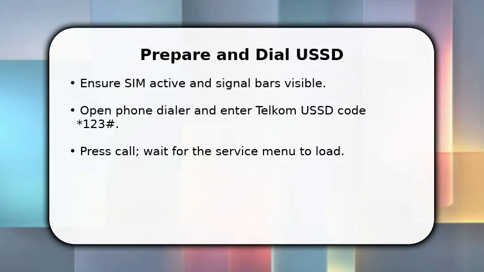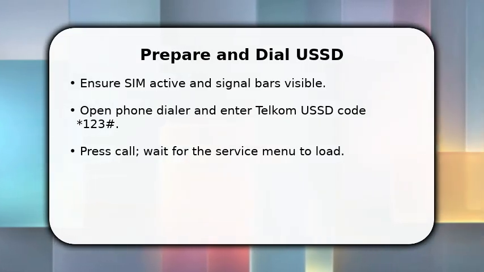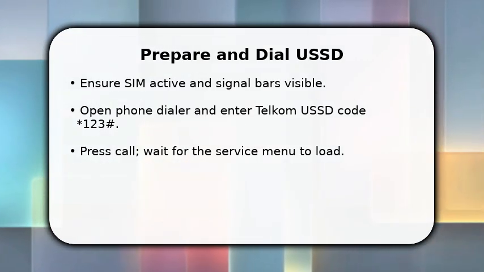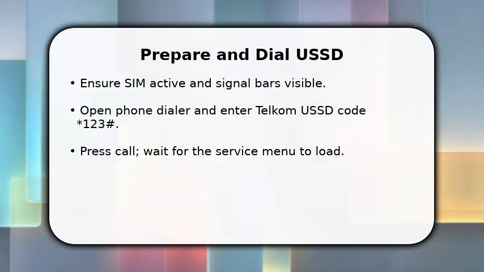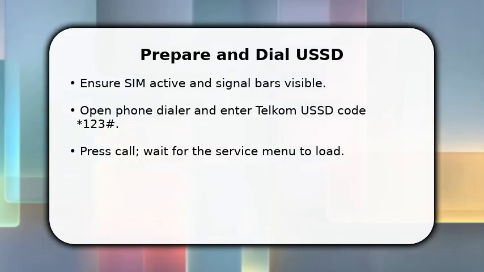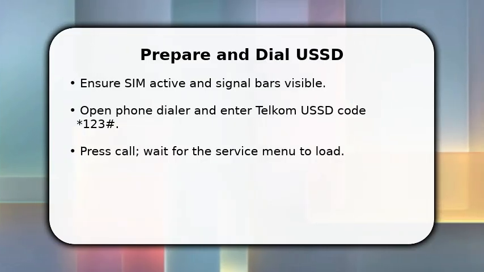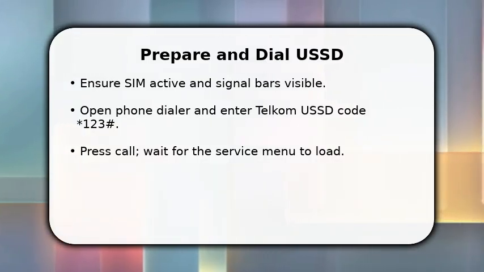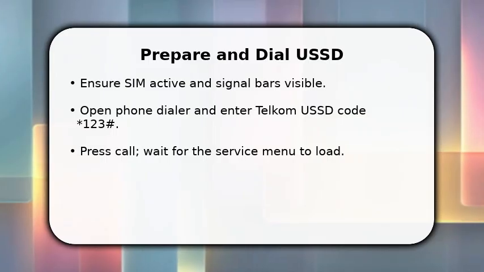Enjoy the video. You start by confirming your Telkom SIM is active and you have at least one signal bar. Once done, open the phone dialer and type the Telkom balance USSD code *123#. Press the call key. The network will return a short service menu.